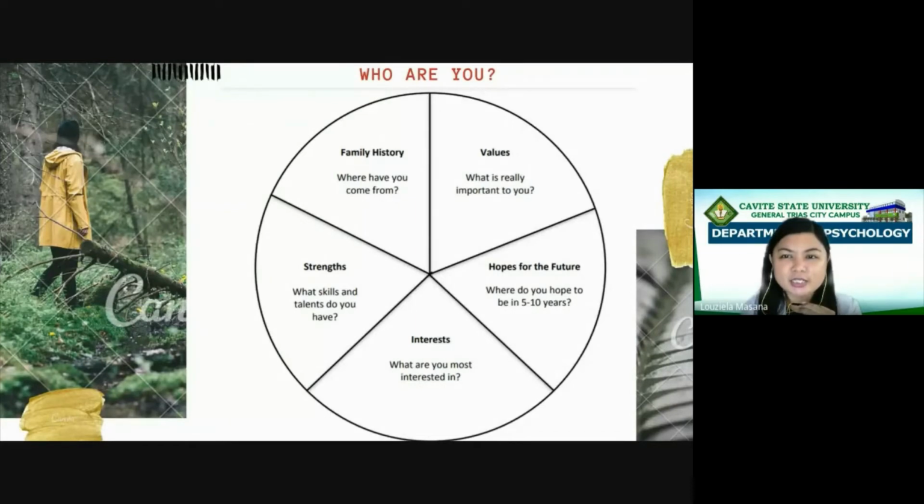Medyo naging emotional ka naman, pero I appreciate your answer. So those are your important things to you, your family, brought about by your experience. How about your strengths? What skills and talents do you have? Kumuha tayo ng sample.